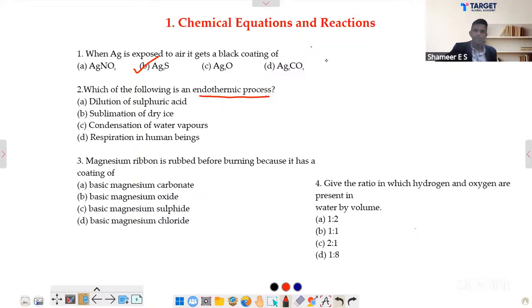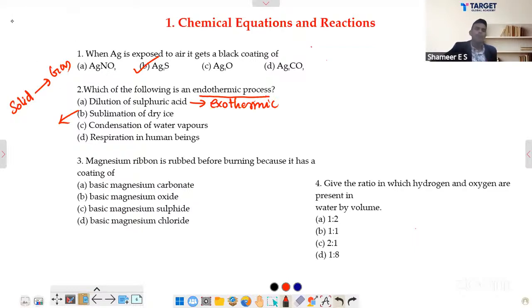Which is endothermic? Here, dilution of sulfuric acid is definitely exothermic. Dilution of an acid is exothermic, at any cost. Sublimation of dry ice. What do you mean by sublimation? Sublimation is the conversion of a solid substance directly to gas. So sublimation means we are directly giving some kind of energy and giving rise to the gas.